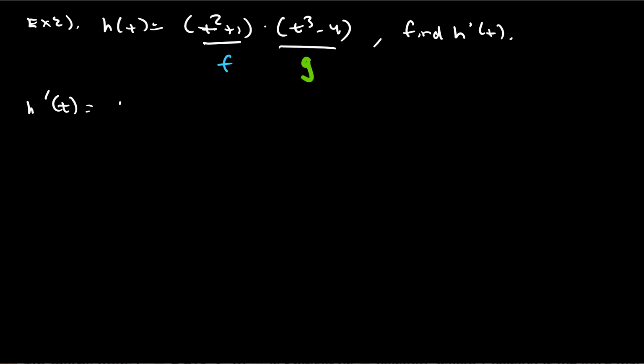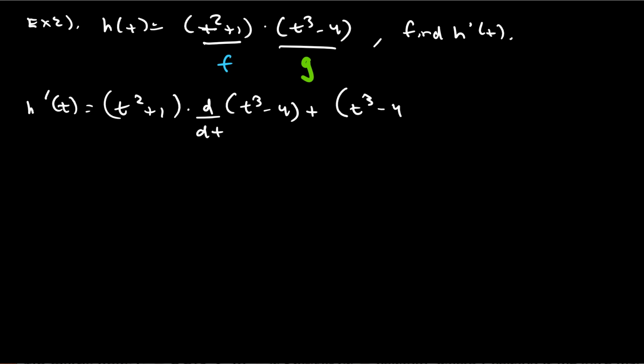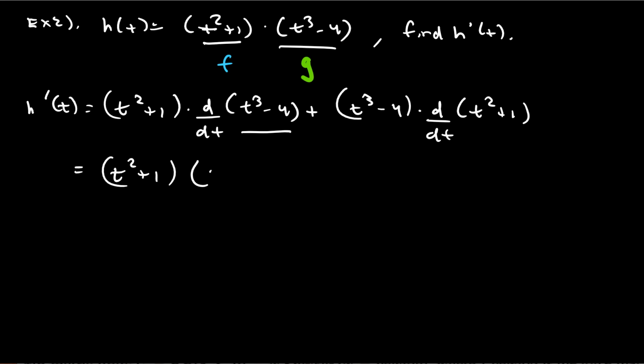t is going to be the first term times the derivative of the second term plus the second term times the derivative of the first term, which is t squared plus 1. The derivative of t cubed minus 4 is going to be 3t squared, plus we have the second term, t cubed minus 4, multiplied by the derivative of this term, which is just 2t.